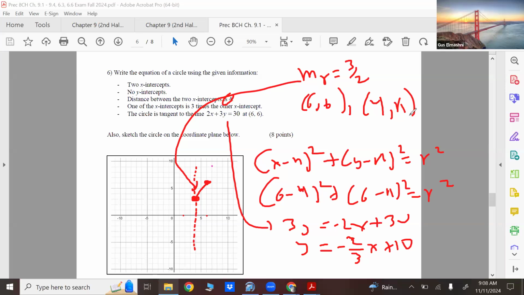That was the invisible connection. Once you see that, smooth sailing. Then you can get k, you get r, and you're done with the problem. If you don't see that connection, you're stuck, right? Of course you're going to be stuck.